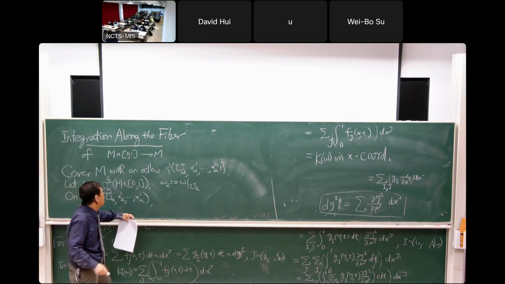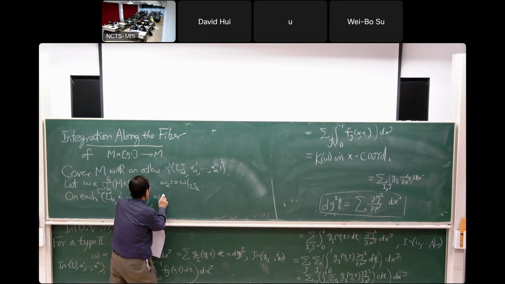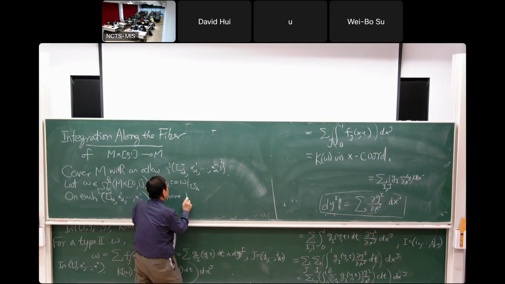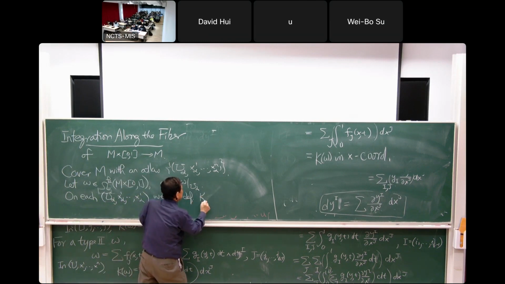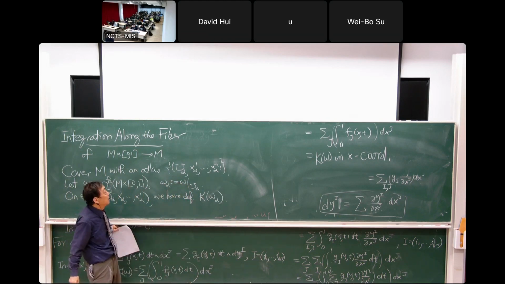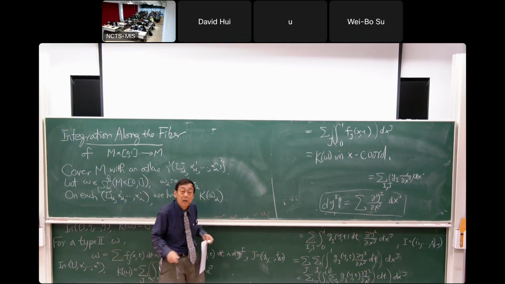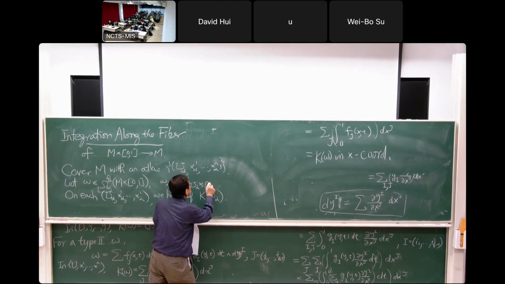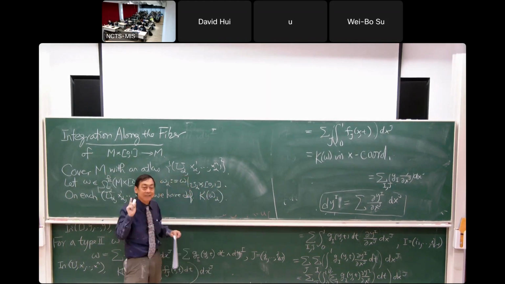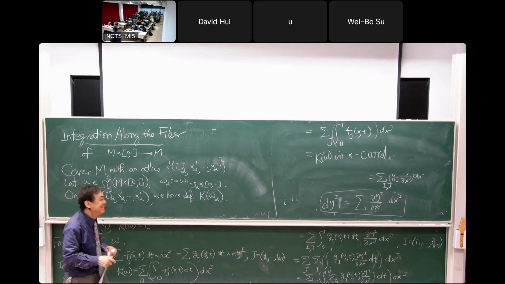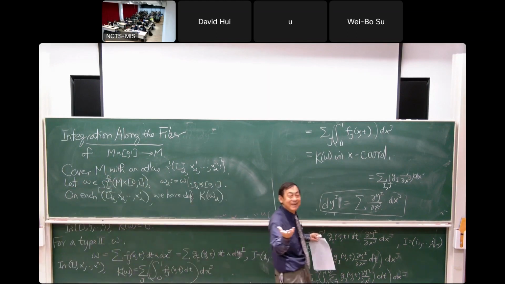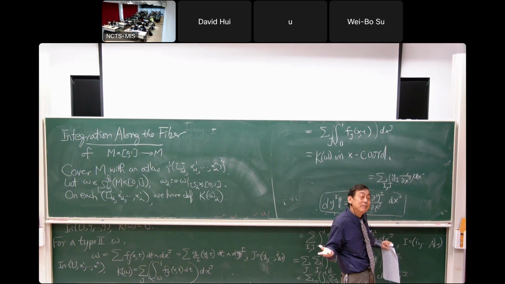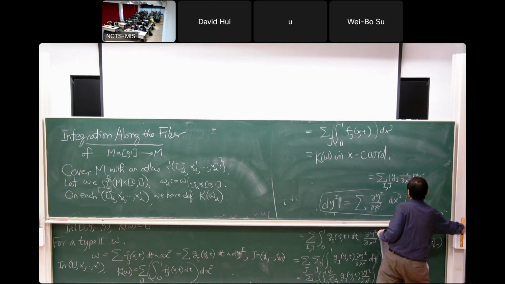Okay, so on each chart, we have defined K of omega alpha. Oh, yeah, U alpha cross 0, 1. Yeah, thank you very much. What is your name? Su Ping Chen. Okay, good.